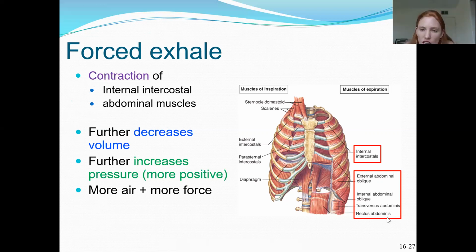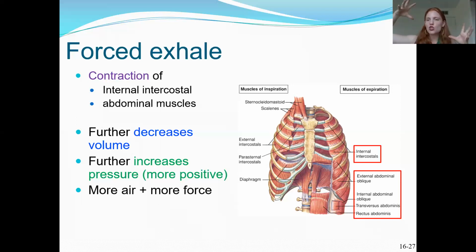The second thing is your abdominal muscles here. They're going to help force the diaphragm up a little bit more, which will again decrease the thoracic cavity volume even more. Even smaller space means even more pressure. So really decreasing the thoracic volume means a really increased thoracic pressure.